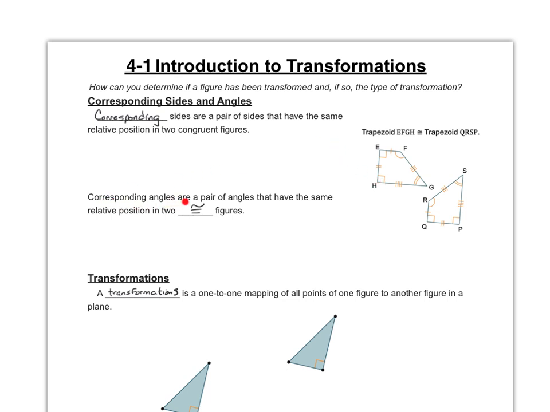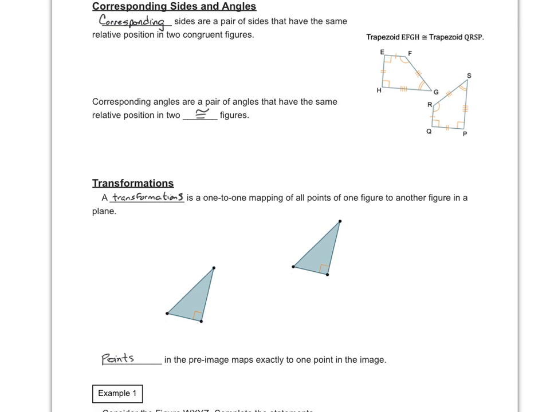And then corresponding angles are a pair of angles that have the same relative position in two congruent figures. So corresponding angles, F is in between angle E and G and has one arc, and here R is in between Q and S and it has one arc, so these are corresponding angles. If I look at the name, F is the second letter, R is the second letter, so that's how we can tell too that they are corresponding. So just being able to think of those definitions and understanding what corresponding sides and corresponding angles mean, it's going to deal with the location of them.